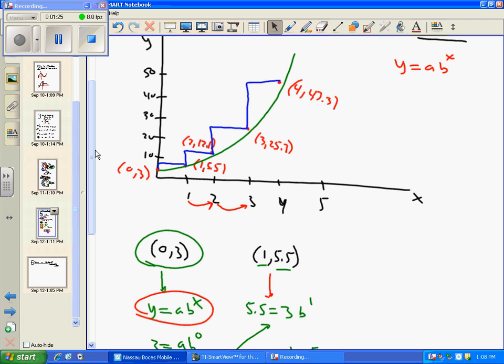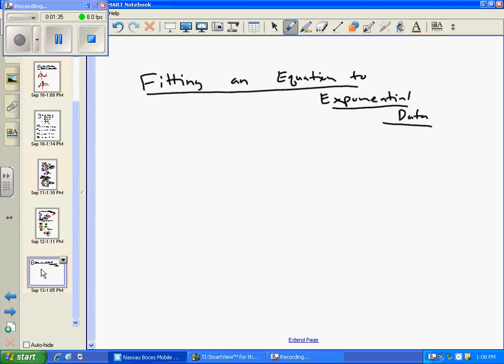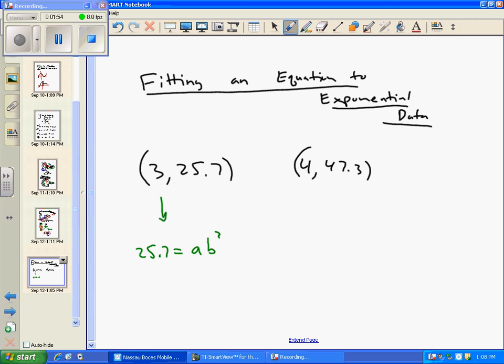Okay, so what I'm going to do now is pick two different points. This time I'm going to pick the point (3, 25.7) and (4, 47.3) and redo the calculations. You'll notice that when we start off, if we take this first point and plug it into our equation, we get 25.7 equals ab to the third.